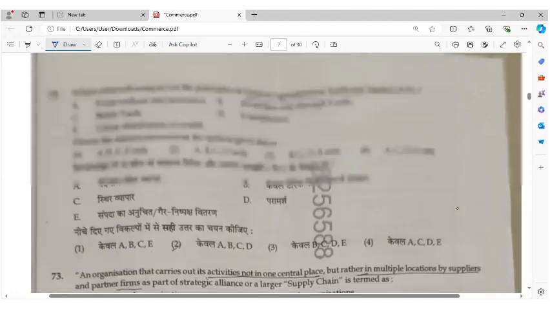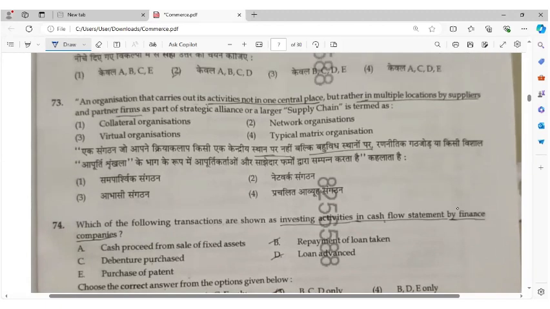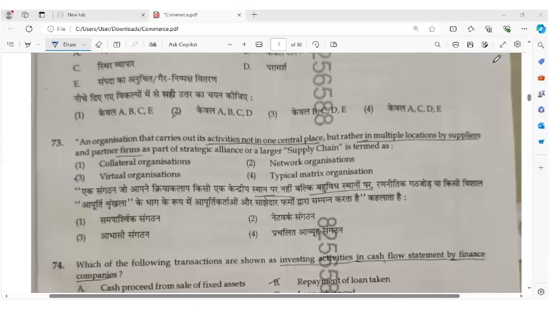Now the next question, we have discussed 72, now 73. An organization that carries out its activity not in one central place, but rather in multiple locations by suppliers, and the partner firms are part of strategic alliances or a larger supply chain, is termed as. So for question number 73, the right answer is option number 3, that is a virtual organization.